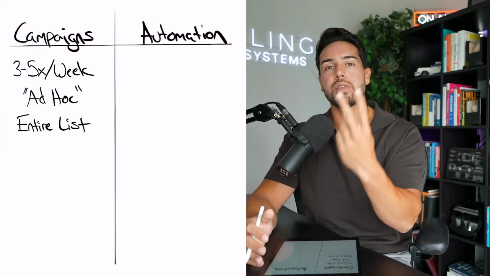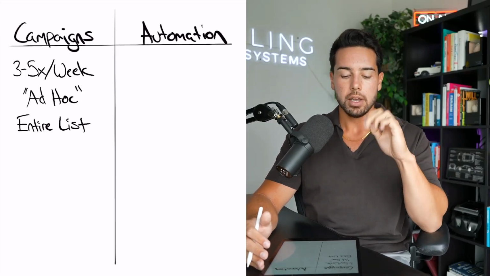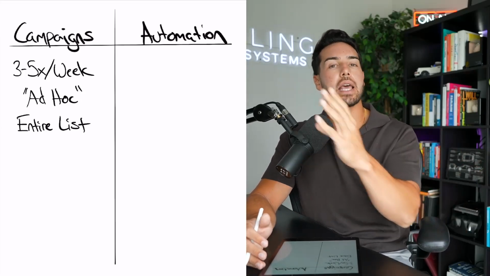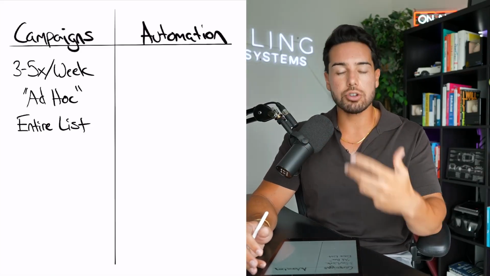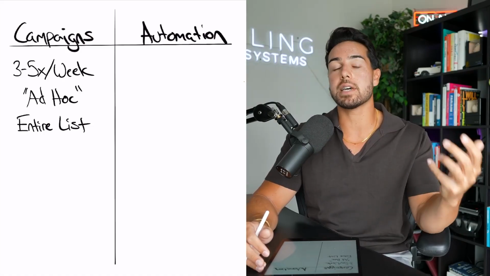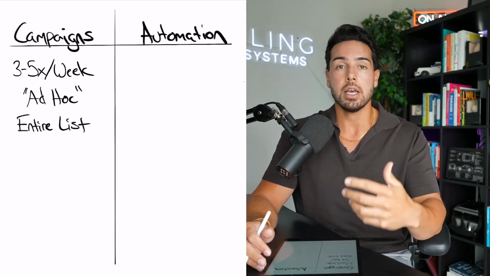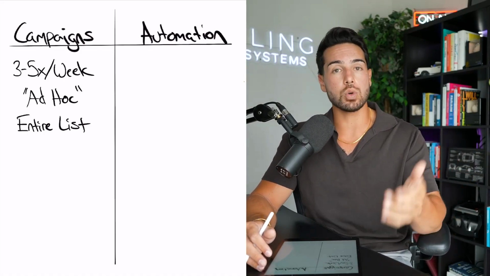So there's two main types of emails you can do when you're doing email marketing. The first is campaigns, and the second is automation. So I'm going to break down campaigns first. Campaigns, you're typically going to send 3 to 5 times a week. If you have a very large list, you could send it 7 to 8 times a week like we do.